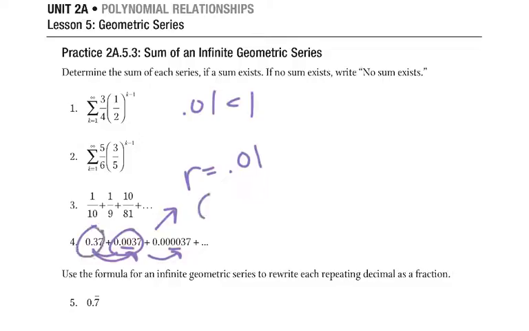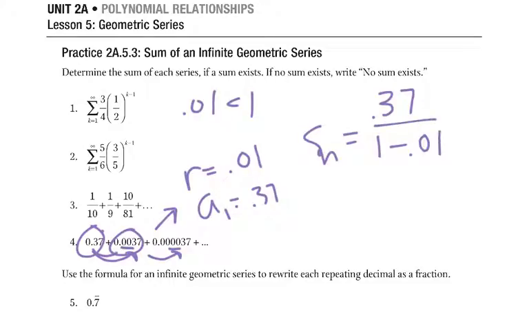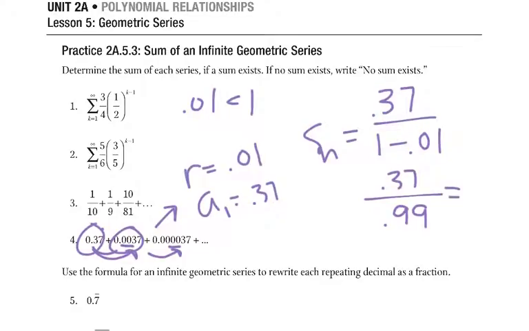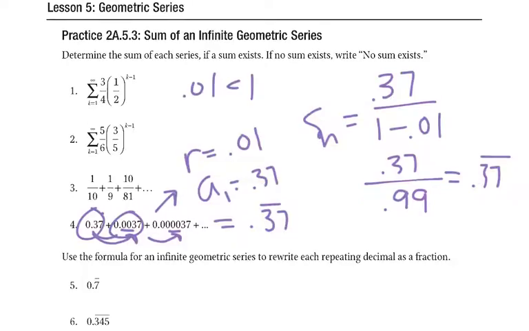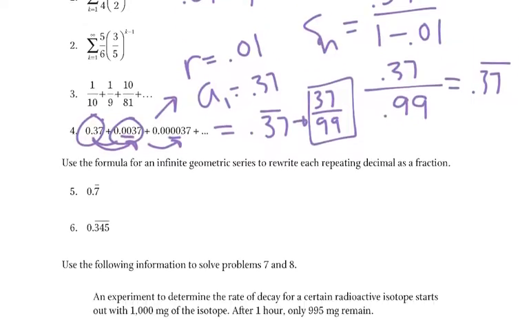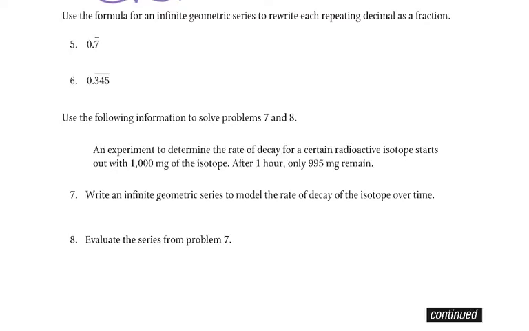Okay, and our first term, a sub 1, is 0.37. So we go 0.37 divided by 1 minus 0.01, which would be 0.37 divided by 0.99. Type it into a calculator and we'll get our answer. And we get 0.37 repeated. So our answer would be 0.37 repeated. We could also write that as 37/99 if we wanted a fraction instead. Either one works.